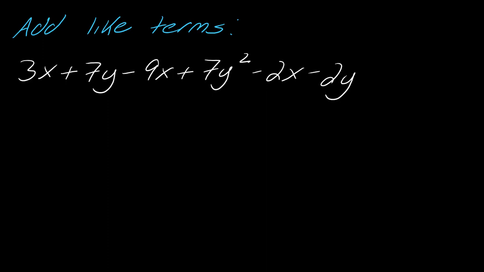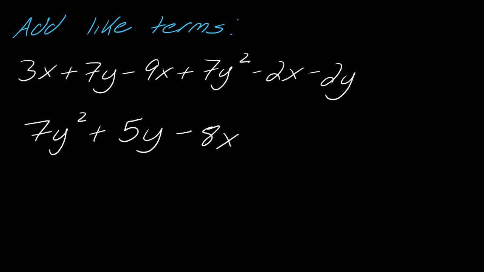So if I just add up my like terms, this will be 7y squared plus 5y minus, let's see, so I have 3x minus 9x minus 2x, so that looks like that's going to give me negative 8x. So there would be all my like terms.